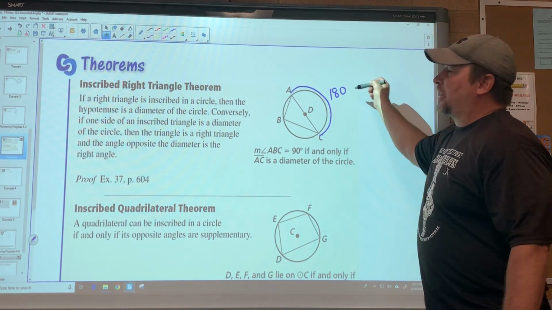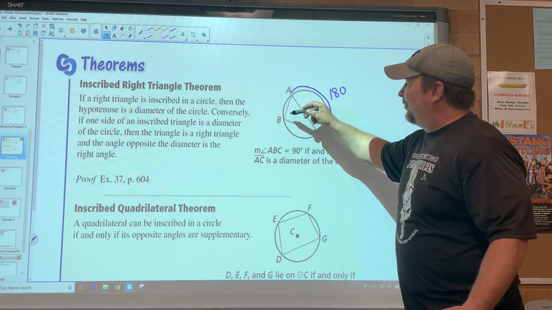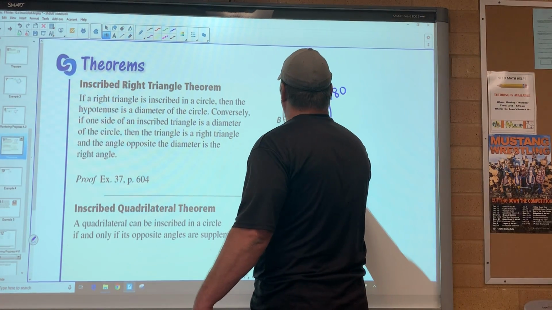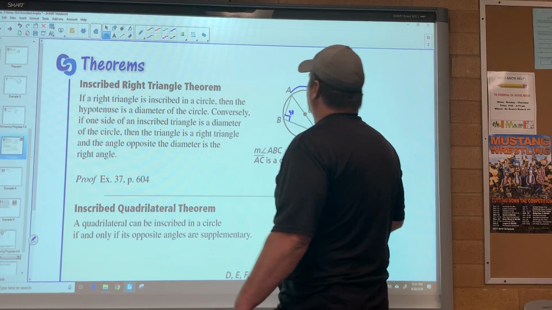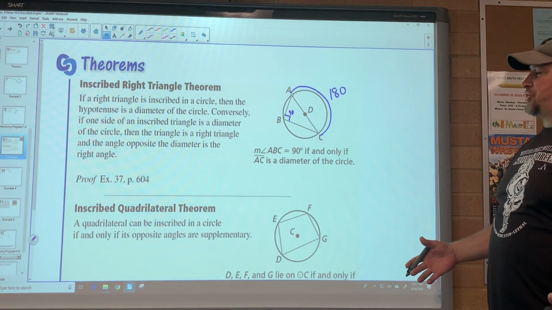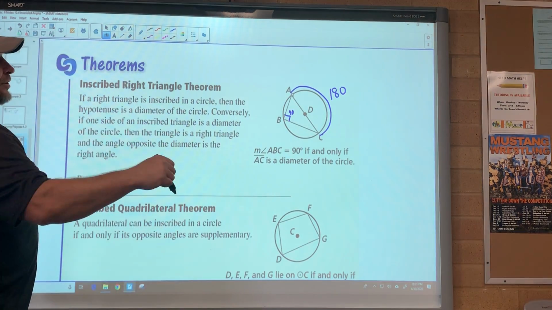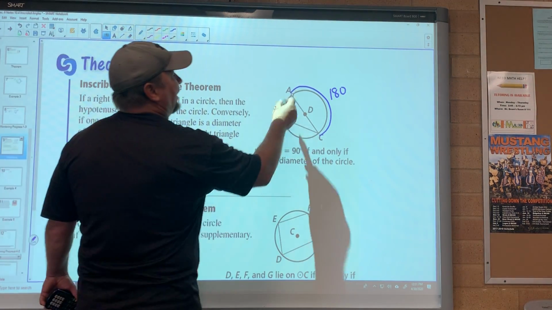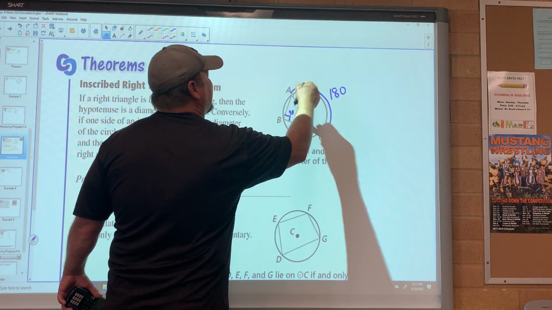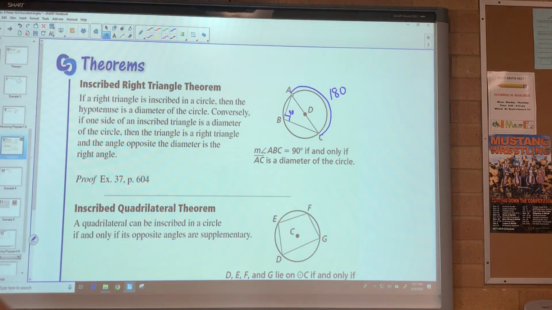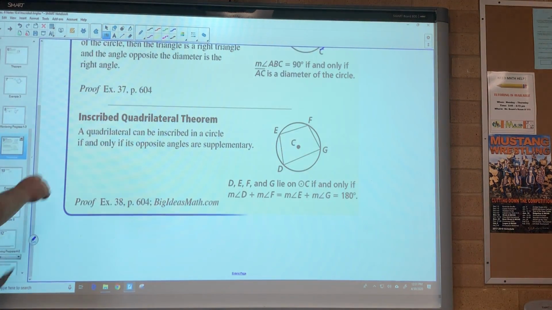Well, take a look at the arc. It's an inscribed angle over here, so this has to be 90. Okay? And that's what they're trying to describe to you and help you understand. Any diameter will create an arc of 180, so its inscribed angle has to be 90. This one's pretty unique. It's pretty awesome.